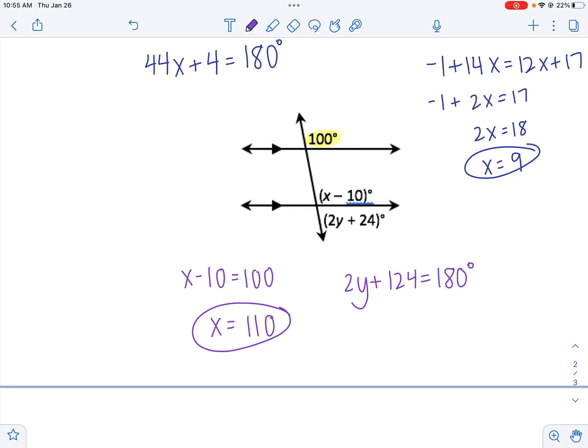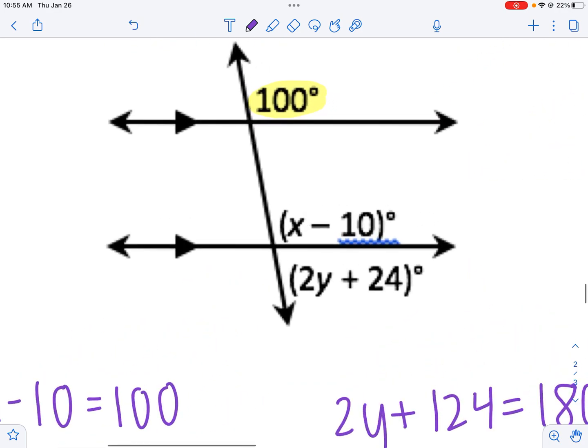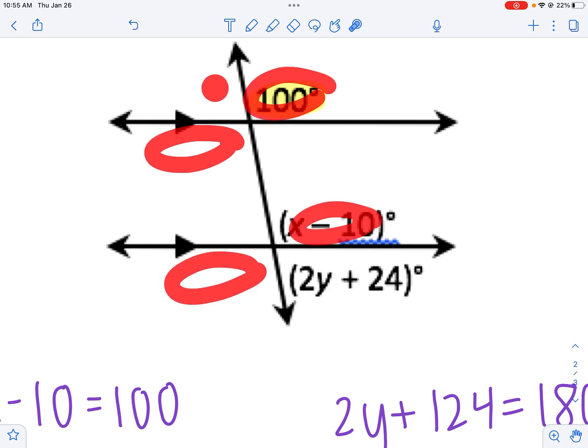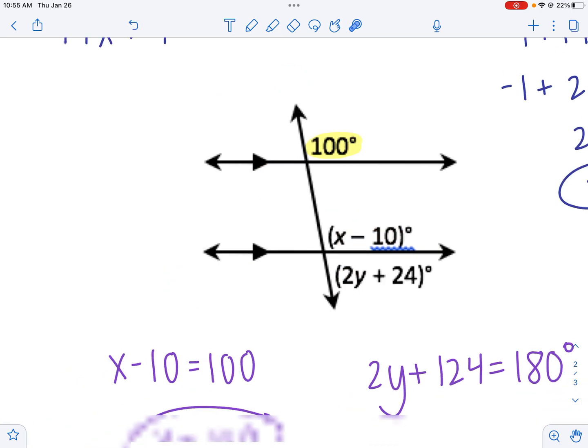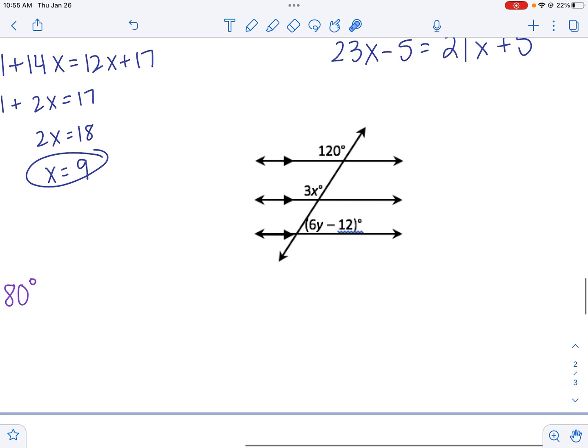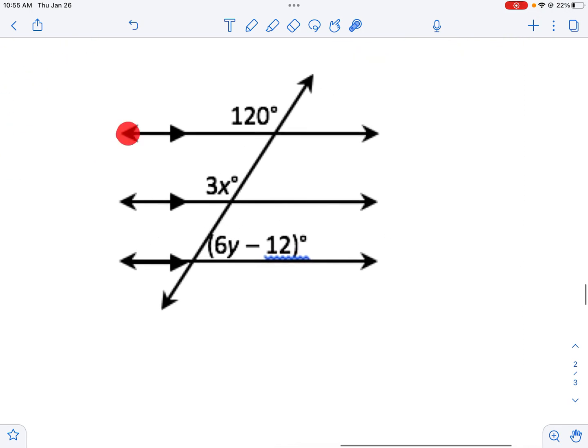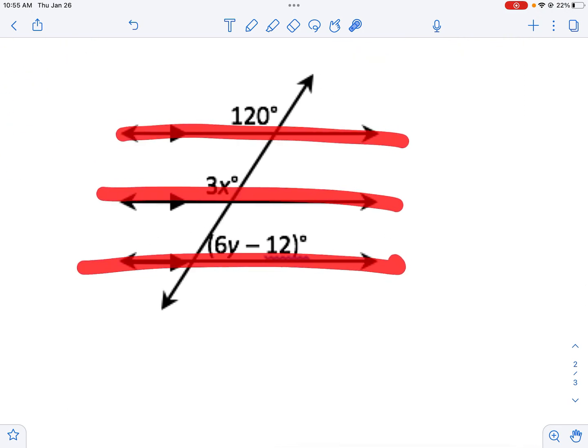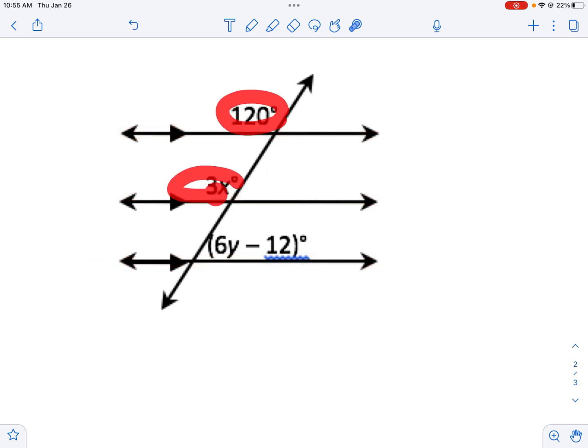So even if you're seeing multiple variables, it's okay. Remember that you have options to solve. You can also remember that if that's 100, that's 100, that's 100, that's 100, that's 80, 80, 80, 80, because 180 minus 100 is 80. So you have options. And even if you have three lines that are parallel, just think that that 120 is going to copy all the way down.